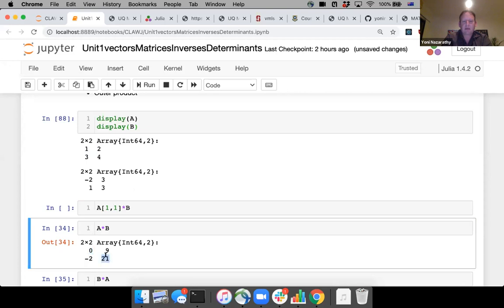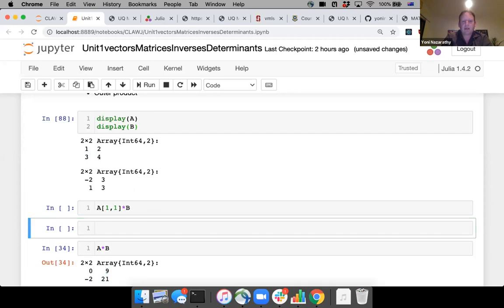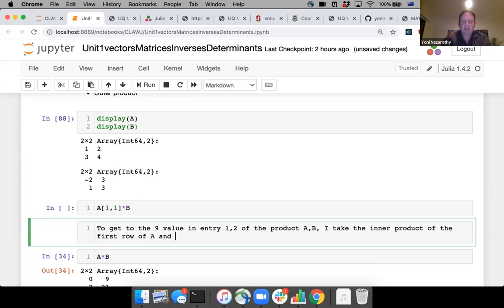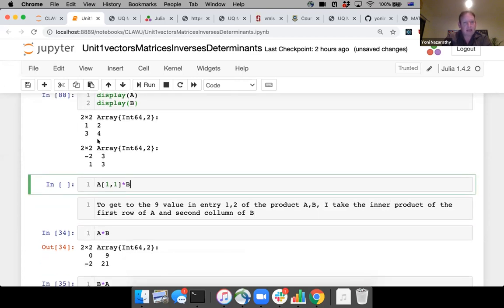So let's get to this 9. I'll write here a comment. To get the 9 value in entry 1,2 of the product AB, I take the inner product of the first row of A and second column of B. So it's A11 times B21 plus A12 times B22. I'll do it manually. Notice here I'm doing index dereferencing of the matrix. And that should give me 9.